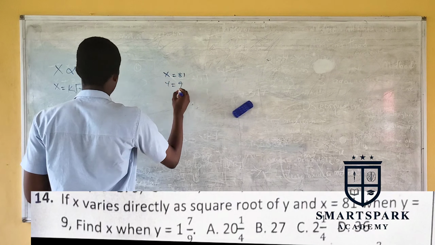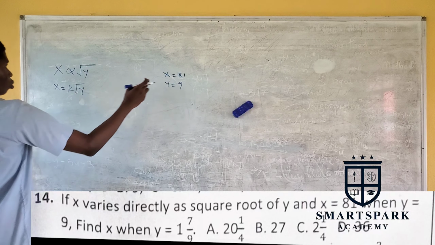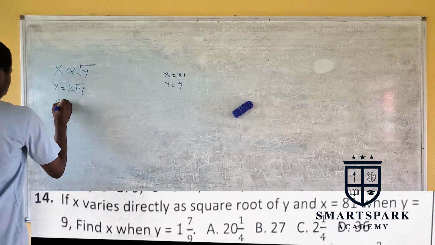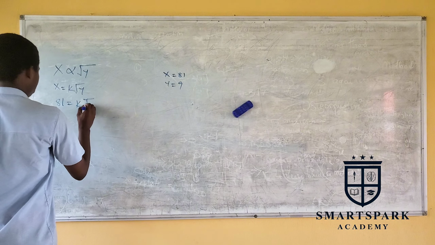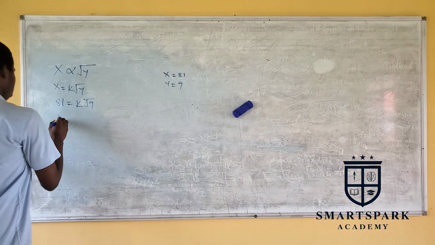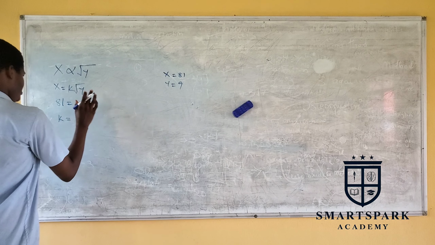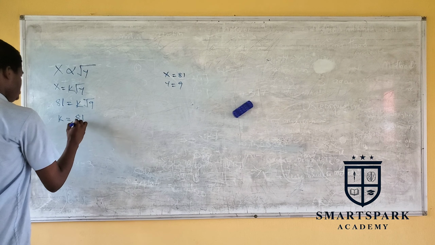y is equal to 9. So we are going to input all this into here to find k. So once x is equal to 81, we are going to put 9 here. This is square root of 9. So square root of 9 is 3. We are going to find our k. So our k now is going to be 3 divided by 81.